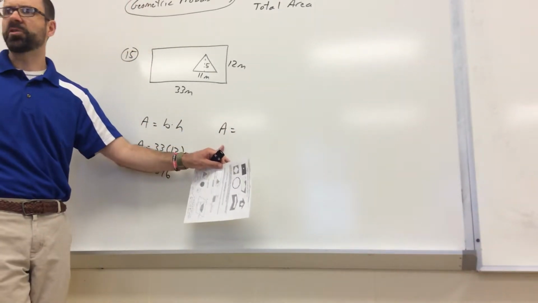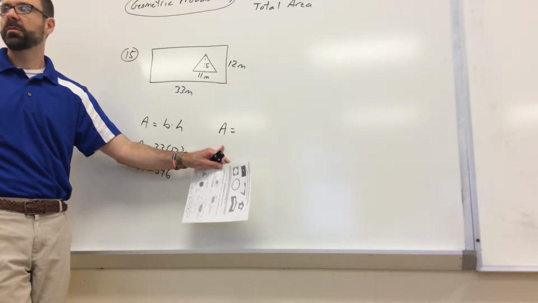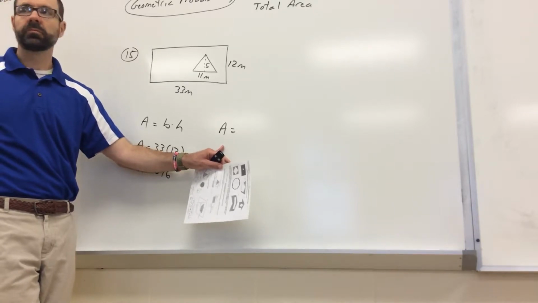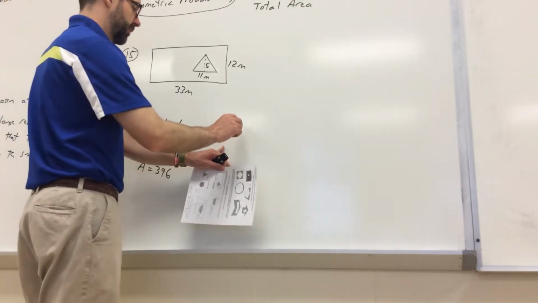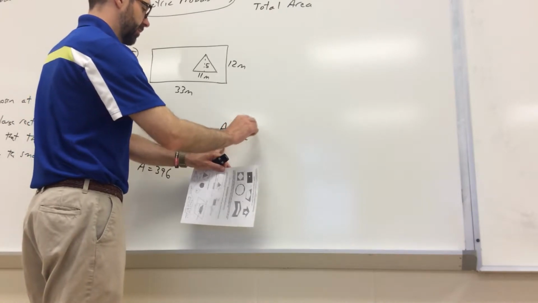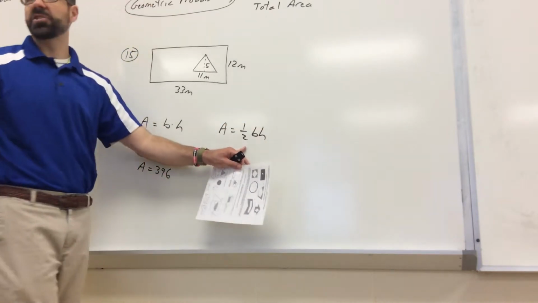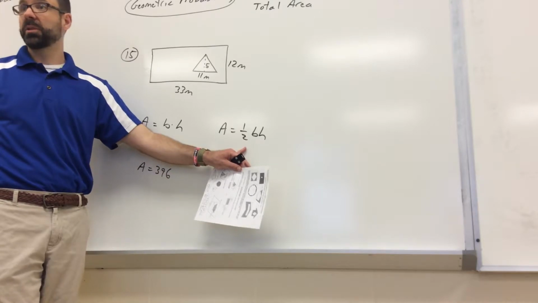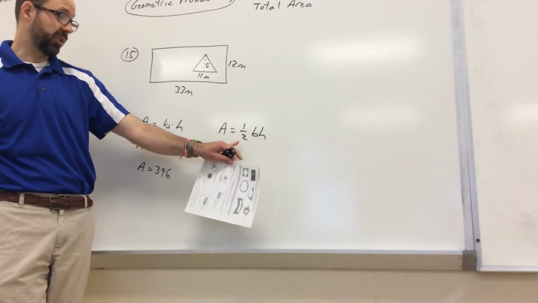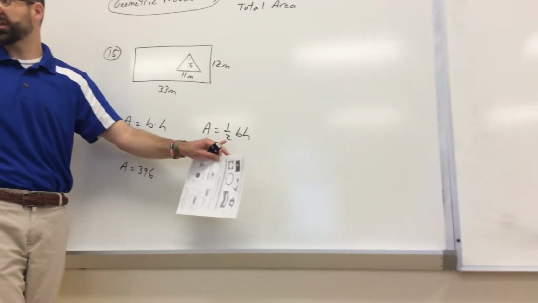What's the area formula for a triangle? Yeah, Emma? Good. I like how you said it. Base times height divided by 2. That's totally fine. Or you can write 1/2 times base times height. Same thing.